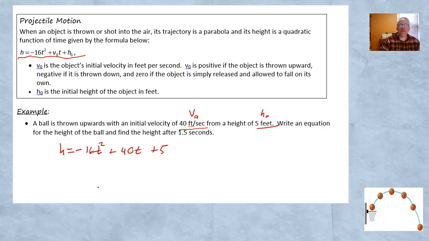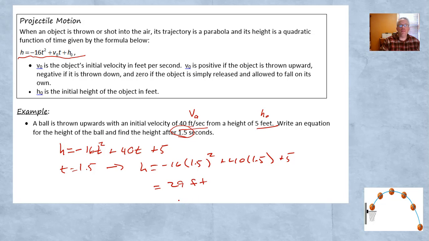Alright, so we're going to use this function. We want to know the height of the ball after 1.5 seconds. So if t equals 1.5, we get h equals negative 16 times 1.5 squared plus 40 times 1.5 plus 5. Grab a calculator and do it, you'll end up getting 29. So after 1.5 seconds, the ball is 29 feet above the ground.